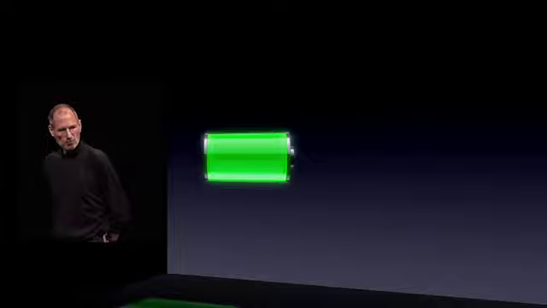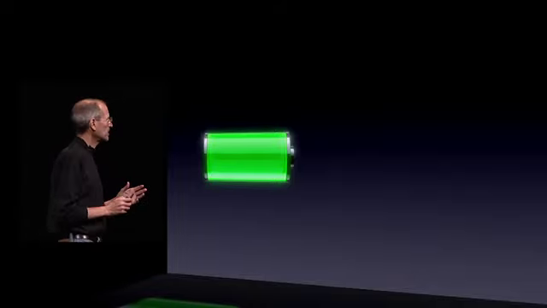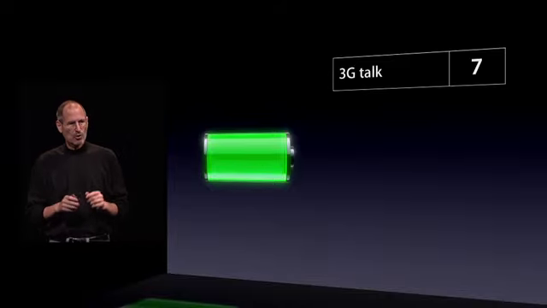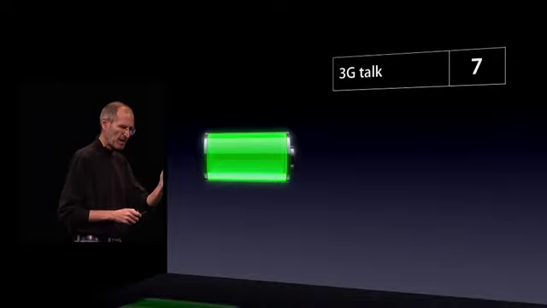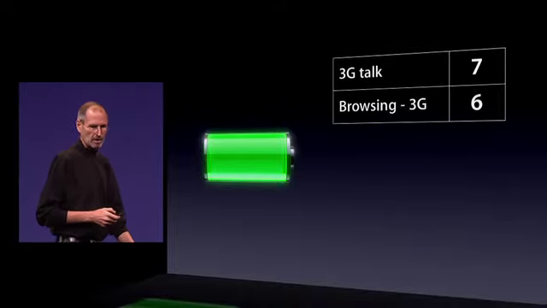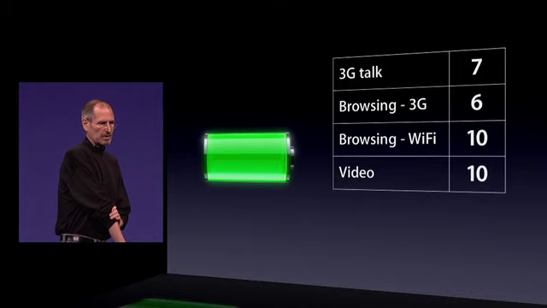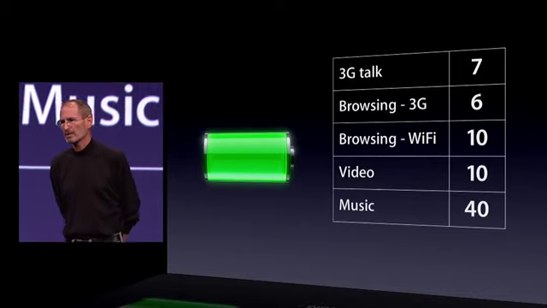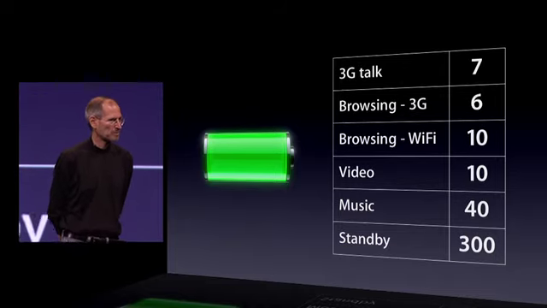Now, because we've been able to make the battery a little bit bigger and because the A4 is so good with power management, we've been able to improve the battery life as well. So we have up to 40% more talk time on 3G, from 5 hours to 7 hours now. 6 hours of 3G browsing, 10 hours of Wi-Fi browsing, 10 hours of video, 40 hours of music, and 300 hours of standby. So we're very pleased with this.